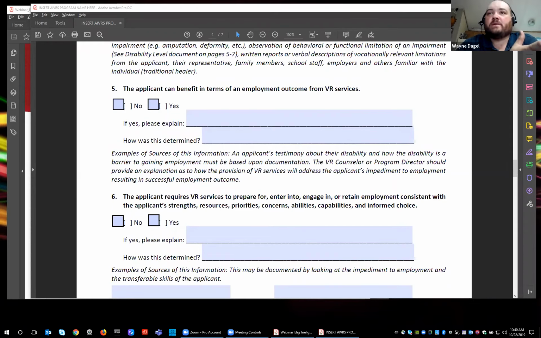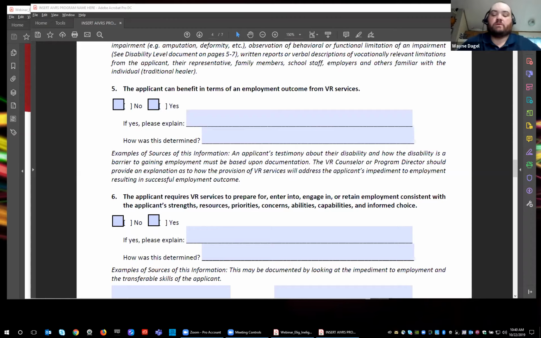The same as somebody that came in that was, let's say, an oil rig worker, they had an amputation on their leg, all their skills, background is oil work, rig hands, they would be in the requires VR services category because they have nothing that allows them to pursue employment on their own.